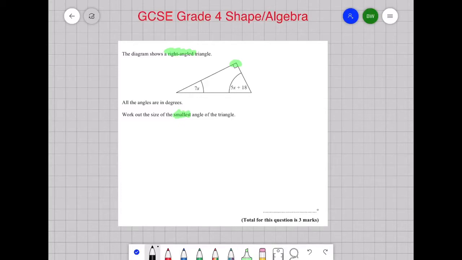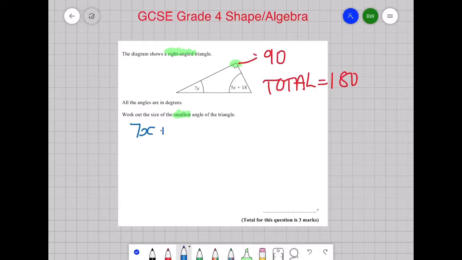So the first thing I'm going to label, I'm going to do this on the diagram, is that angle must be 90 degrees because it's a right angle. And I know that the total of the angles is 180. So I know that I can now create an equation, because if I did 7x, add 5x plus 18, add 90, I get 180 altogether. So if I add all of those three angles together, I get 180.